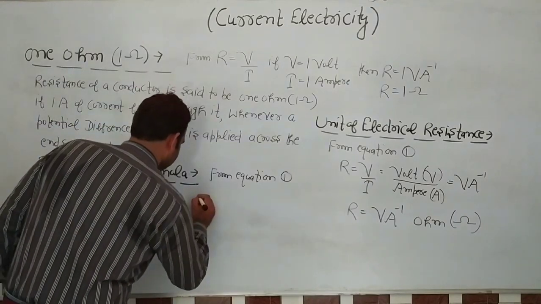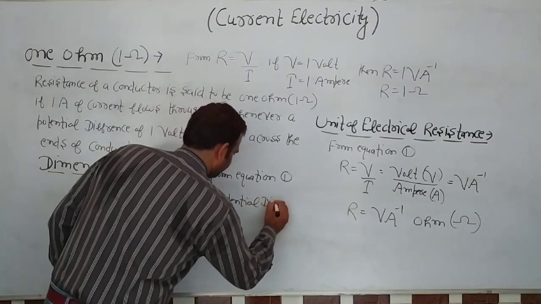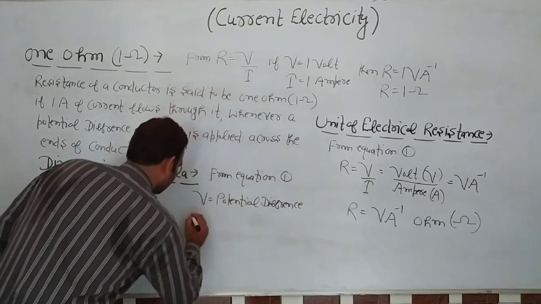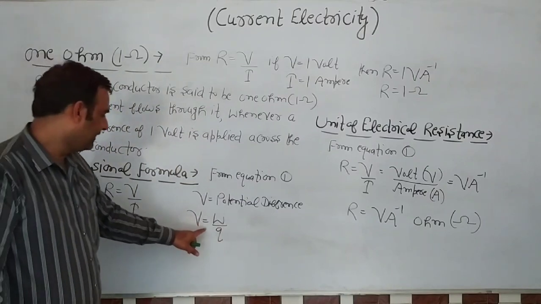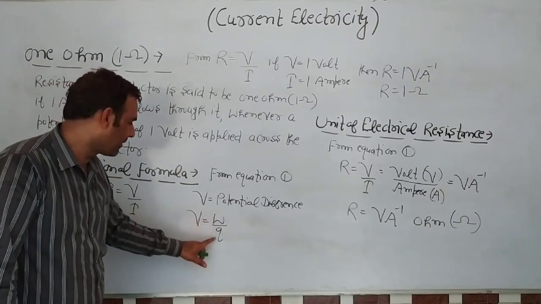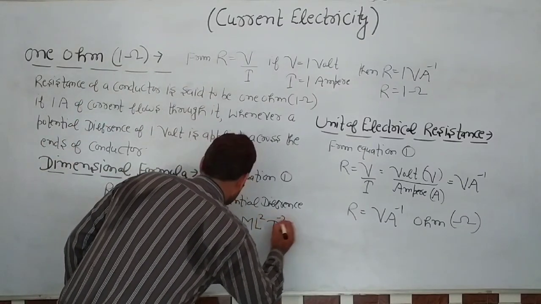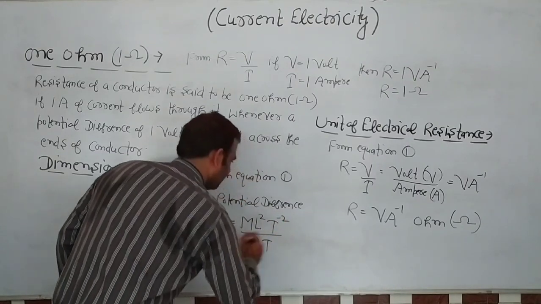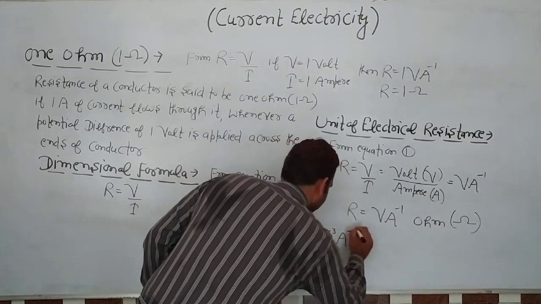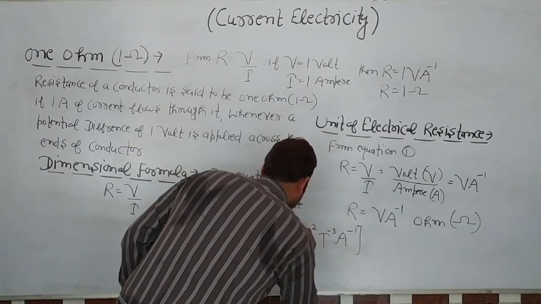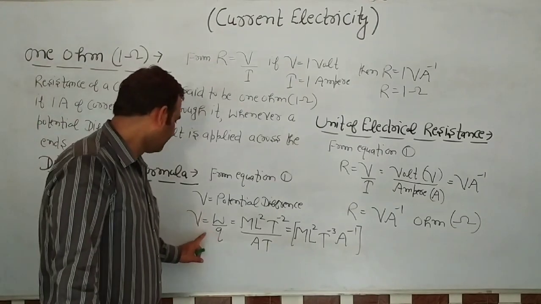V आपके पास पोटेंशियल डिफरेंस, और पोटेंशियल डिफरेंस का डायमेंशनल फार्मूला क्या बनेगा, V is equal to W upon Q, वर्क अपॉन चार्ज. W आपके पास वर्क, Q आपके पास चार्ज. तो वर्क के लिए बनेगा M L2 T minus 2, चार्ज के लिए आपके पास आ जाएगा AT, so it becomes M L2 T minus 3 A minus 1. This is the formula for potential difference.